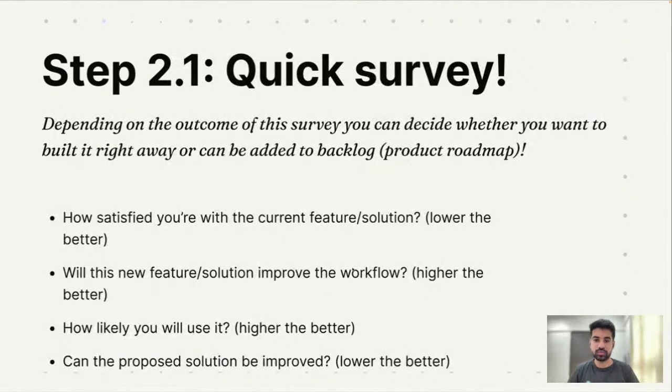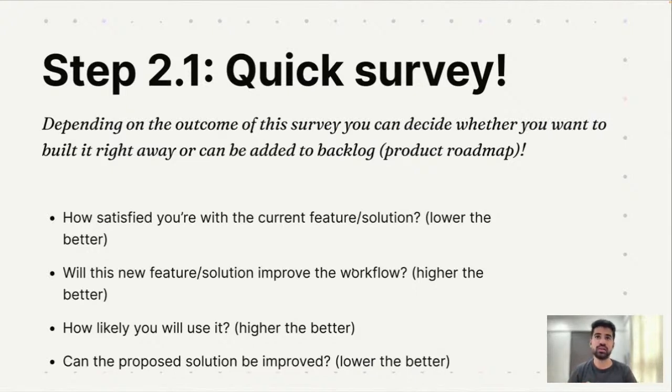The third step, which is 2.1, I would say, is to do a quick survey after that. So what we do is we record a video, and then there are 4 questions. First, how satisfied are you with the current feature or solution? Then, if you are improving a particular solution, will whatever I'm proposing right now improve your workflow or improve whatever you are trying to accomplish? Higher is better. Ask them to rate from 0 to 5, and that will help.